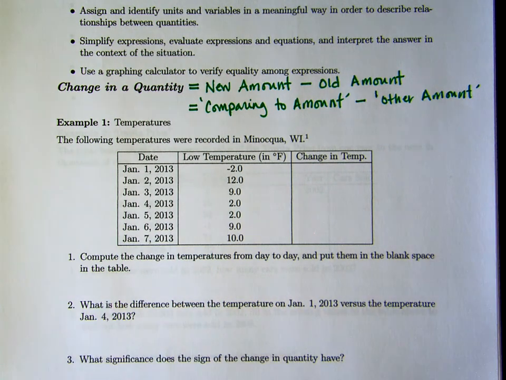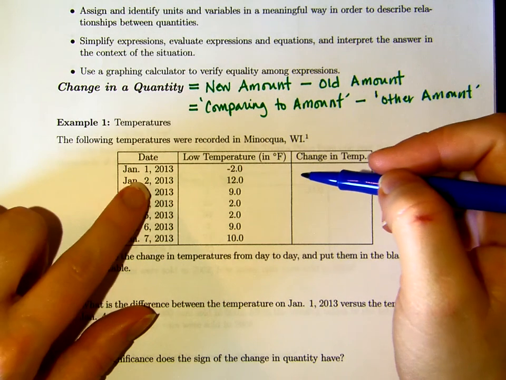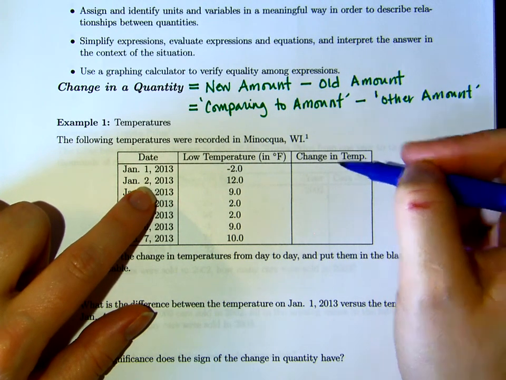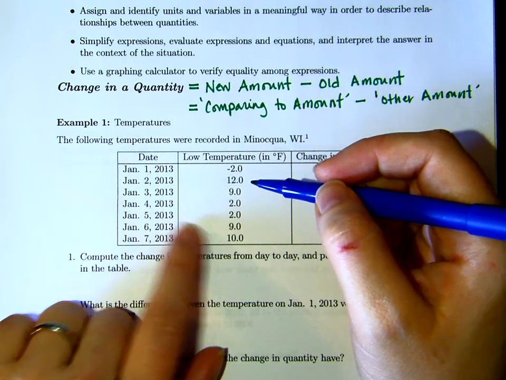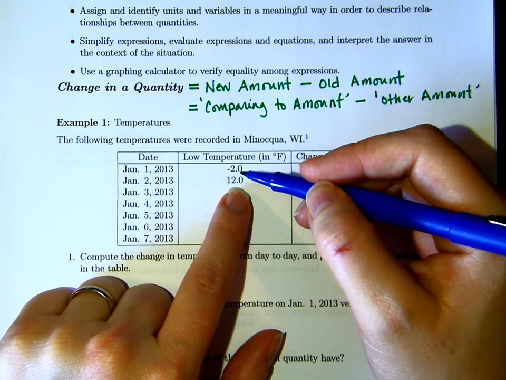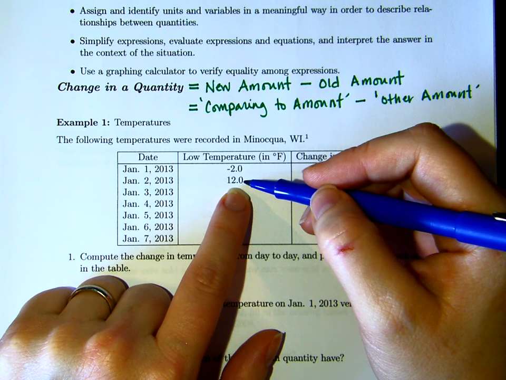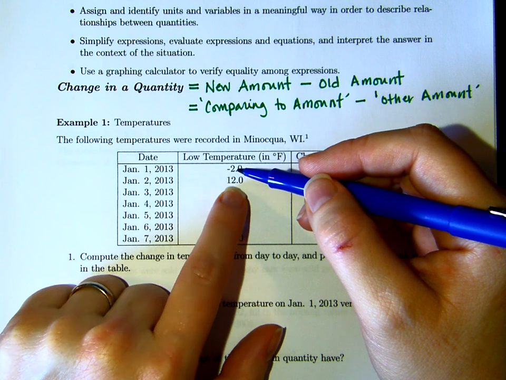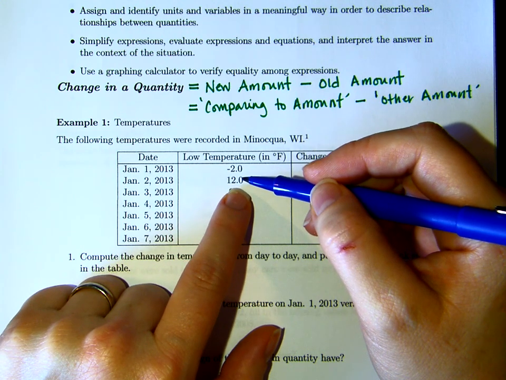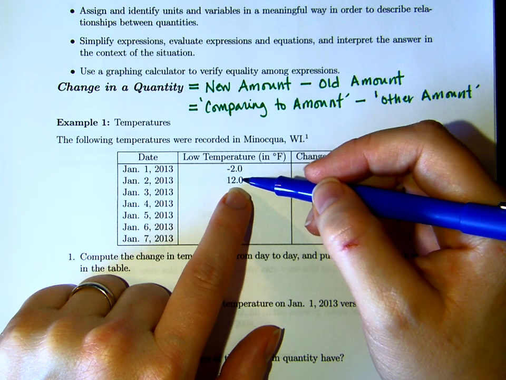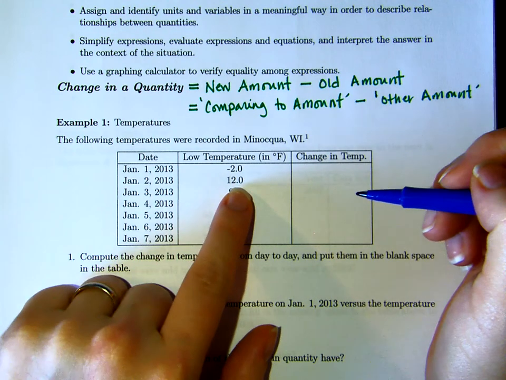So this is an interesting thing because, if we put how much it changes right here, do we write it here, do we write it there? It's very awkward. Nonetheless, from January 1st to January 2nd, it went from -2, or 2 below, and up to 12 above 0. So this negative really means 2 below 0 degrees Fahrenheit, and then it went up to 12 degrees above 0 Fahrenheit. So the change was actually an increase of 14 degrees Fahrenheit.